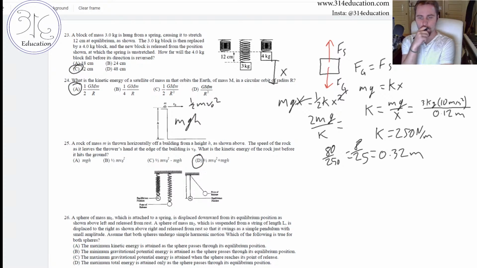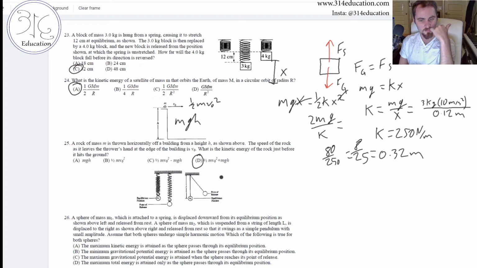Okay, so we've got a mass on a spring and a pendulum. It's simple harmonics all day today. We've got a sphere of mass m1, which is attached to a spring, displaced downwards from its equilibrium position as shown above left and released from rest. A sphere of mass m2, suspended from a string of length L, is displaced to the right as shown above and released from rest so that it swings as a simple pendulum with a small amplitude. Assume both spheres undergo simple harmonic motion. Which of the following would be true for both spheres?